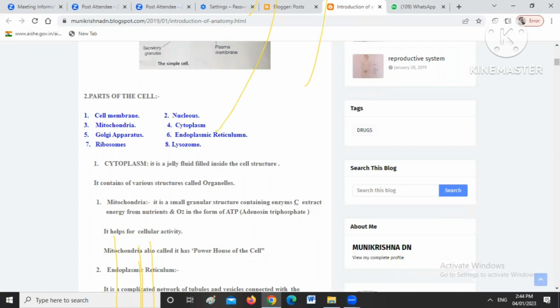Fill in the blanks. Mitochondria is also called dash or powerhouse of the cell. True or false, questions like that will come for the exam.